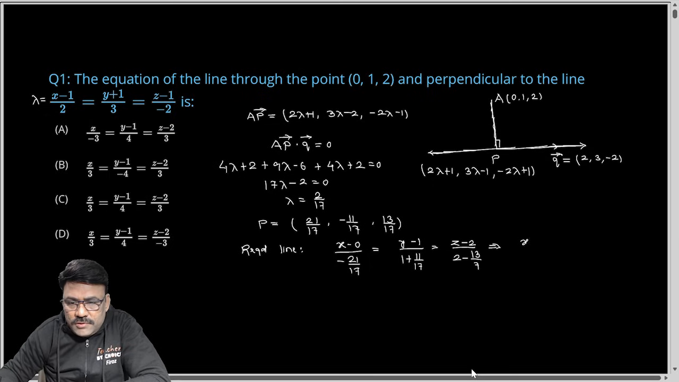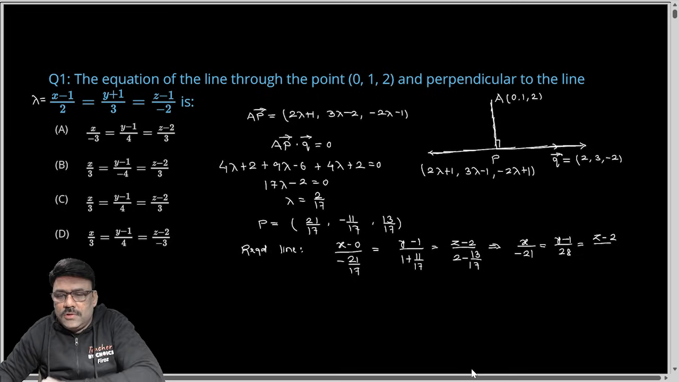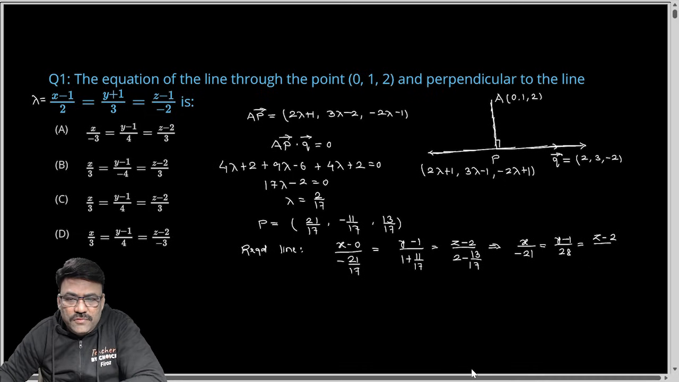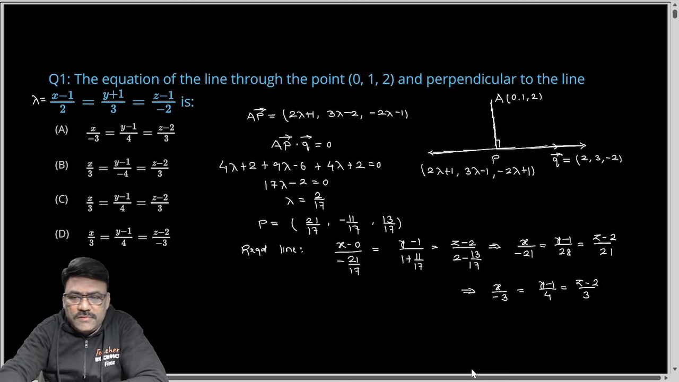So now it can be written as x over minus 21, y minus 1 over 28, z minus 2 over 2 minus 13 by 17, so 17 into 2 is 34, minus 13, 21. It can also be written by dividing each denominator by 7, so you are getting x by minus 3, y minus 1 by 4, z minus 2 by 3. Means option A is the correct option here, right?